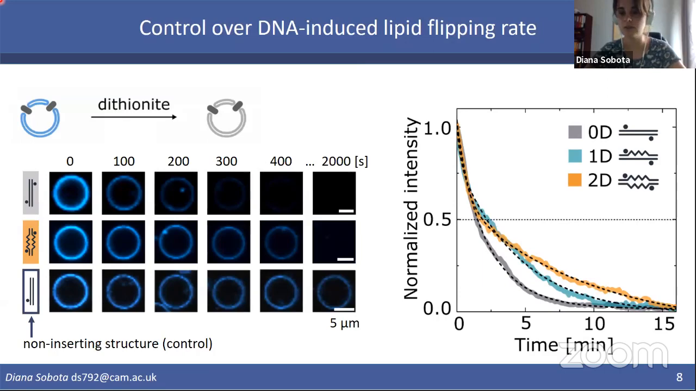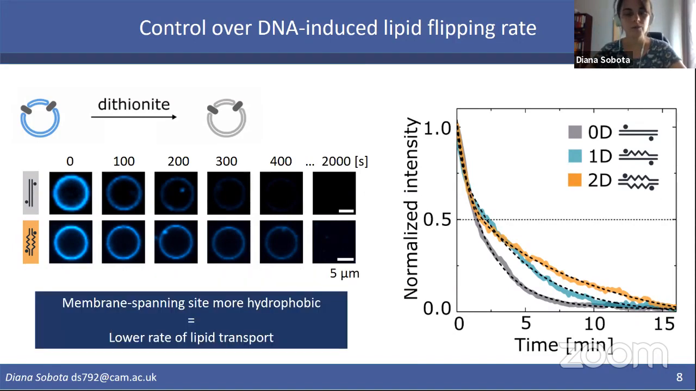And if we this time get rid of one of the cholesterols, so remember the 2 cholesterols were there to ensure the insertion, if we now have just 1 cholesterol, the insertion will not happen. So this is basically our control, the structure that attaches but does not form a pore. And none of these vesicles ever showed 100% bleaching. So one of our conclusions will be, if we change the membrane spanning site, we can change the rate of transport.